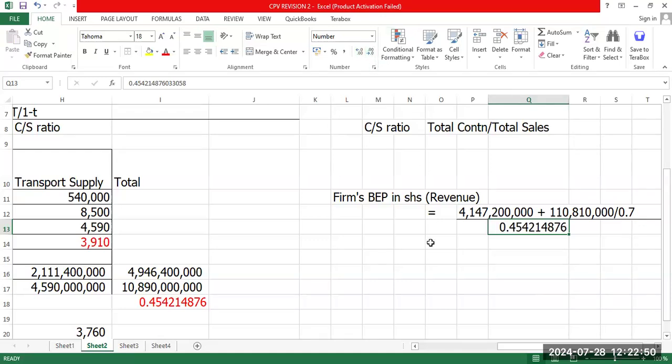So on your calculator, what do you get? Remember, the figure you get is in shillings, not in units. So use your calculator accurately and tell me the figure. Please be familiar with using the calculator.